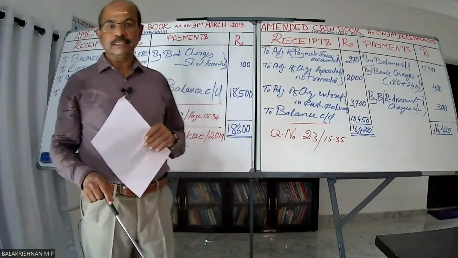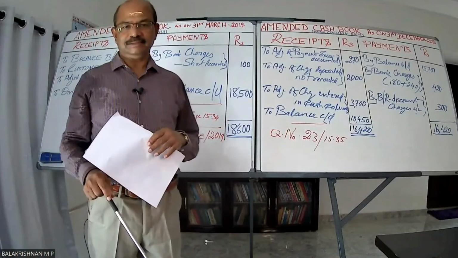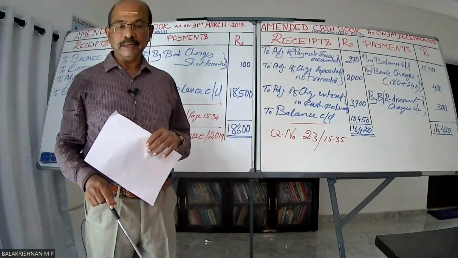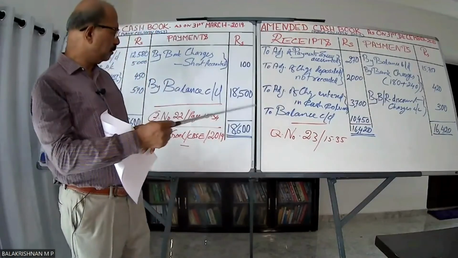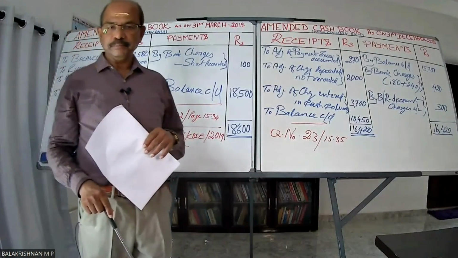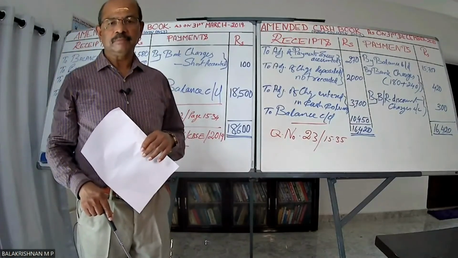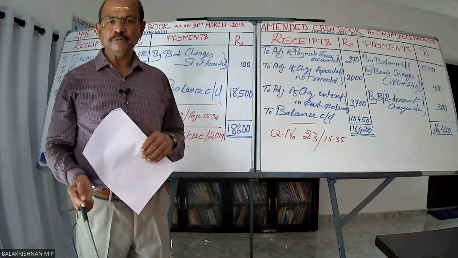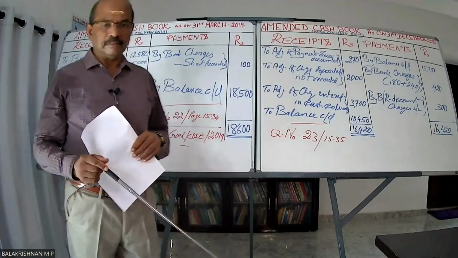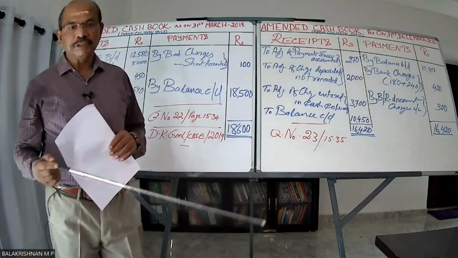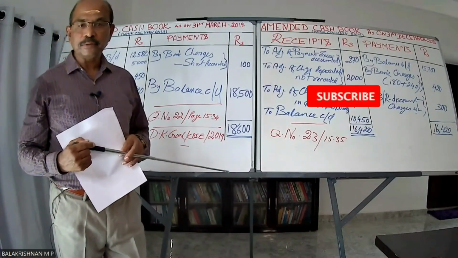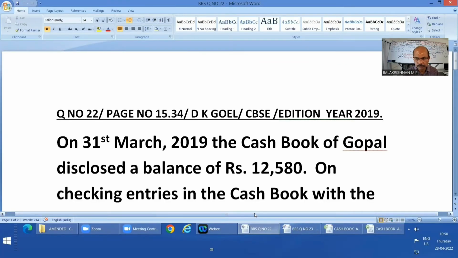Now my responsibility is to share 3 items of each question. Item A, properly typed version of this amended cash book. Item B, bank reconciliation statement. I do not need to give you any explanation. It's only 2 or 3 entries. You are clear about it. Number 3, question properly typed out. All these things I am sharing now. Thank you. Take care. Question number 22.